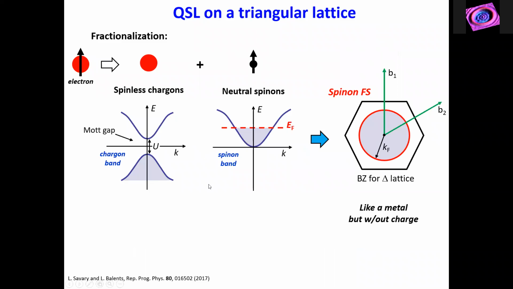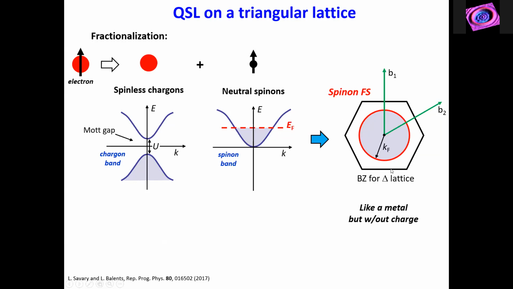For the undoped material, there are no chargeons because they're gapped out by the Mott gap. So there's no chargeons anywhere. But there are spinons. The neutral spinons are free to move around, and they move around like free electrons. And because they're fermions, they fill up the spinon band up to a highest energy, the Fermi energy, and they form a Fermi surface in the Brillouin zone, as you see here.